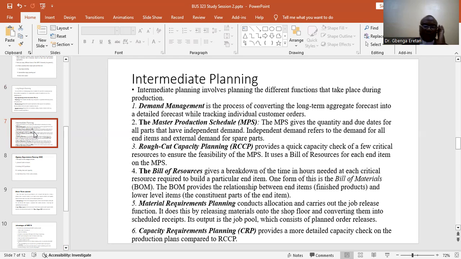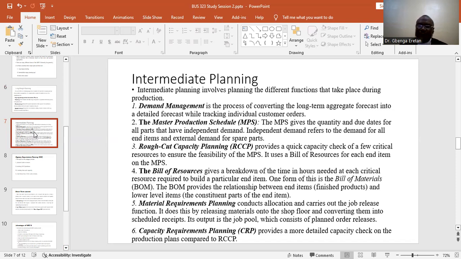Then number five indicator of intermediate planning is material requirement planning, which is MRP, that was discussed in study section 1. That is, it conducts allocation and carries out the job release function. It does this by releasing material onto the shop floor and converting them into scheduled receipts. Its output is the job pool, which consists of planned order releases on the shop floor. And the last indicator of intermediate planning is capacity requirement planning, CRP.